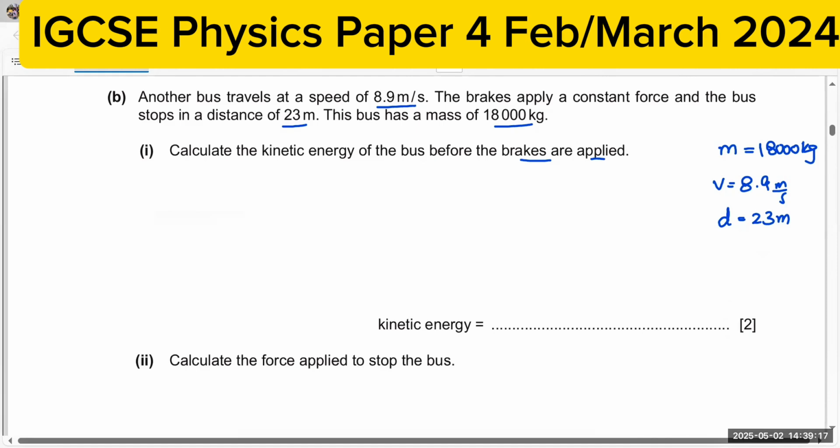So what will we do? We will find the kinetic energy. For kinetic energy, no need to write the distance. So 2 marks. Kinetic energy is equal to 1 by 2 times mass times square of velocity. So mass is 18,000. Speed is 8.9 meters per second. After using the calculator, you will get 7.1 times 10 power 5. There is no unit, so unit is very important, joule. You can write in kilojoule as well.